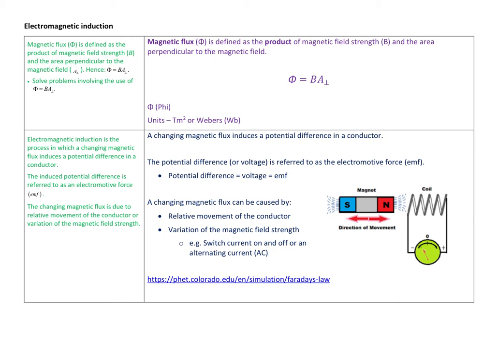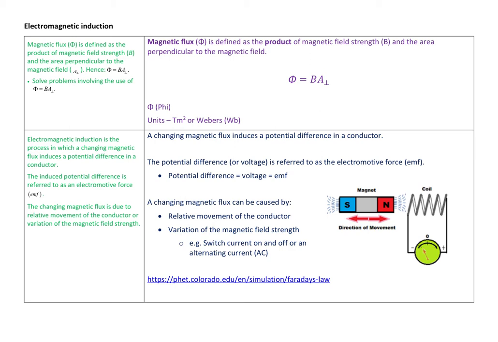We can also, though, cause a changing magnetic flux by changing the magnitude of the magnetic field strength. So in this case, if rather than using a permanent magnet, we used an electromagnet, when we switch on and off the current, as it switches on, that creates a magnetic field, so that creates a changing magnetic flux. Or as we switch off the current, that causes a decrease in the magnetic field, so that also causes a changing magnetic flux. And the extension of that is when we use an alternating current supply.